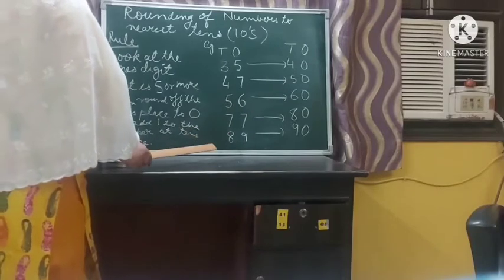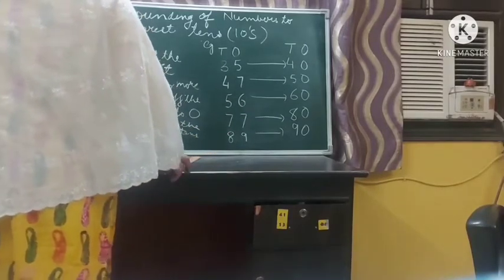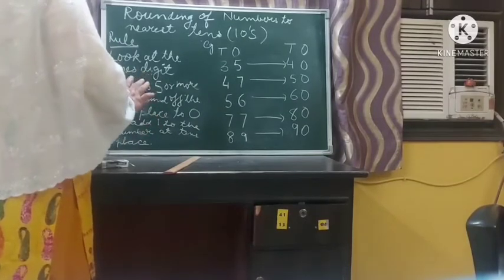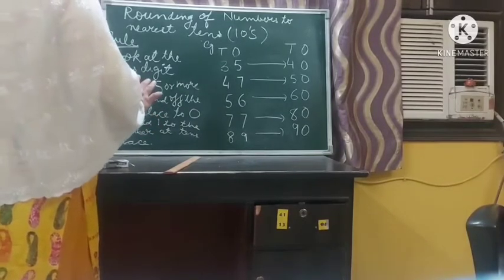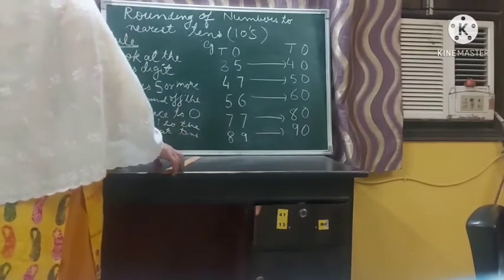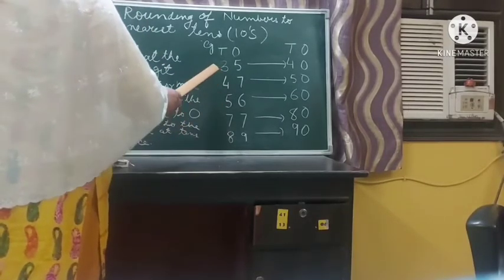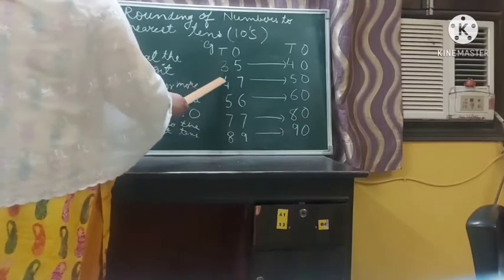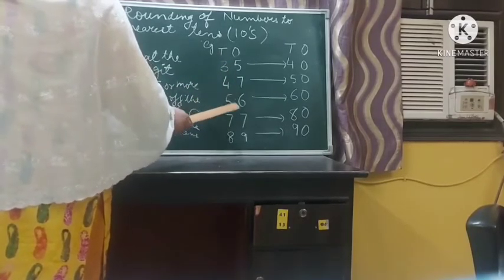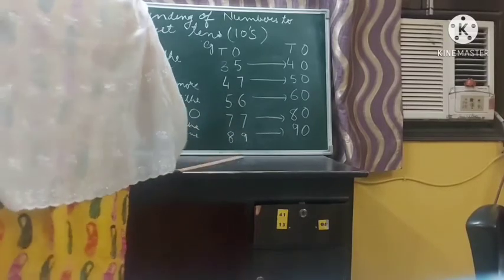So there were two rules. When the number at the ones place was less than 5, we did not change the number at the tens place; it was written as such. But when the number at the ones place was 5 or more than 5, then 1 was added to the number at the tens place, and this is how we can round off numbers to the nearest 10. Okay?